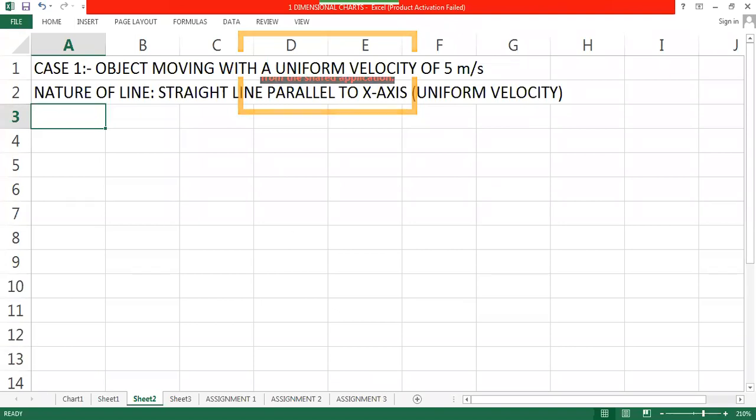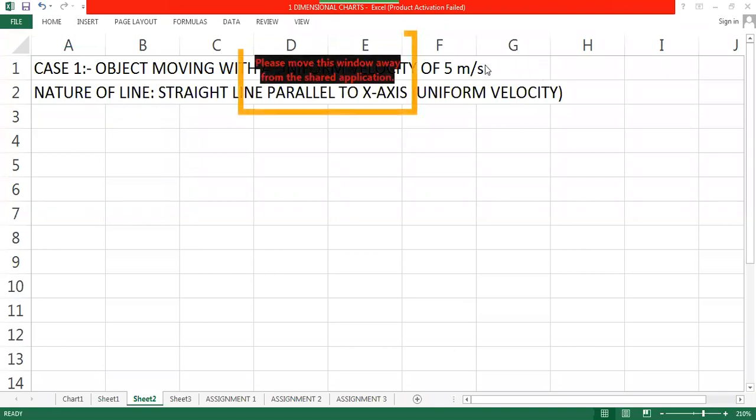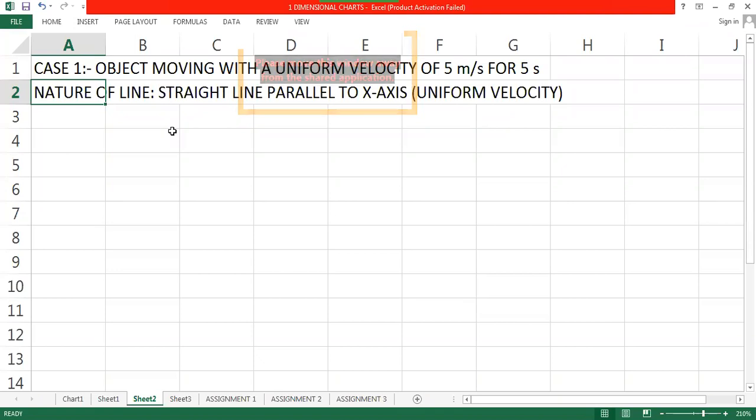Now, the question to all of you, quickly answer this question. If the object is moving with a uniform velocity of 5 meters per second, how long is the object moving? You will find the object is moving with this velocity for 5 seconds. Now, on the graph, if you check it, you'll come to know the object is moving with this velocity for 5 seconds. Yes. So tell me how much is the distance covered by the object.